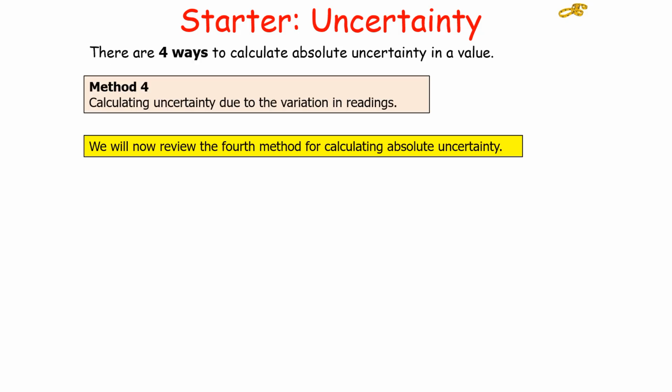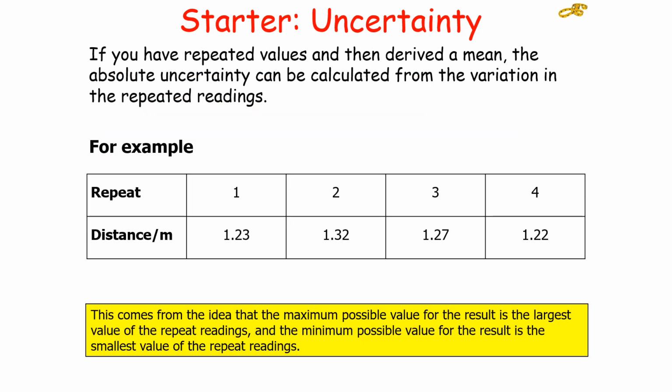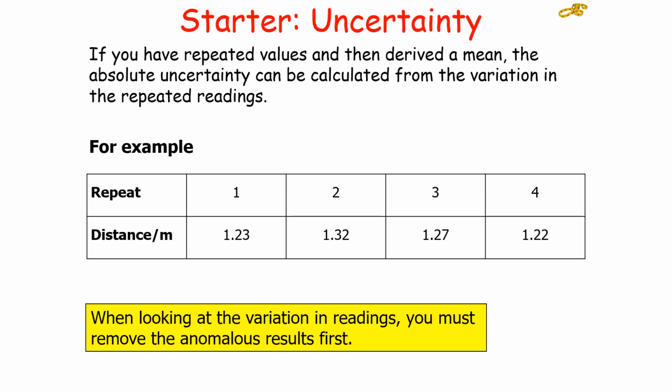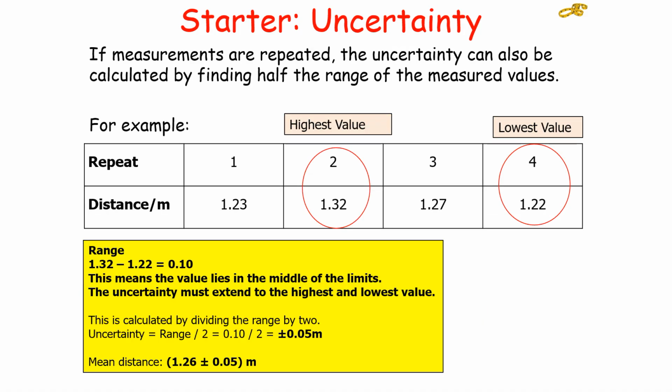Now the fourth way is to calculate uncertainty due to a variation in readings. If you have repeated readings and then derive a mean, the absolute uncertainty can be calculated from the variation in the repeated readings. This comes from the idea that the maximum possible value for a result is the largest value of the repeated readings, and the minimum possible value for the result is the smallest value of the repeated readings. So when you look at a variation in readings, you remove any anomalous results, you then select the highest value and the lowest value, subtract one from the other, and that gives you the range, and then the uncertainty for this idea is the range divided by 2.